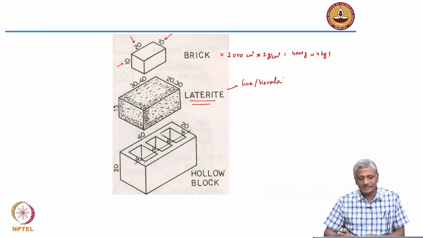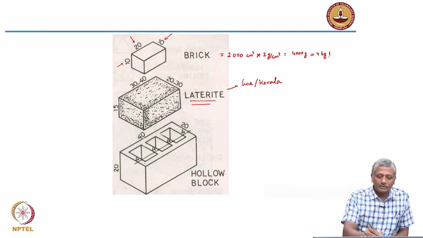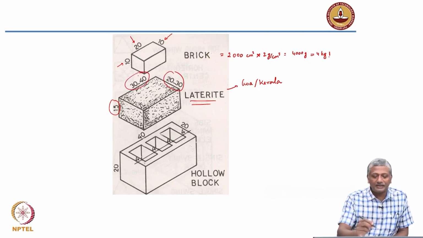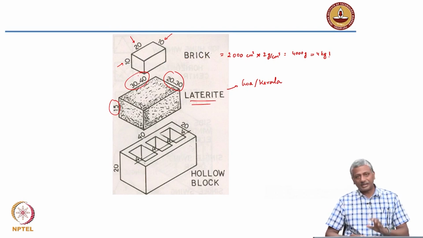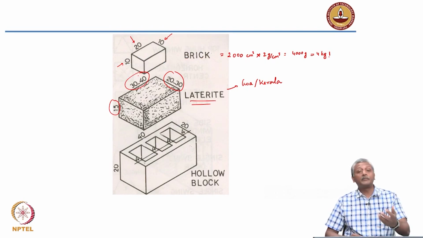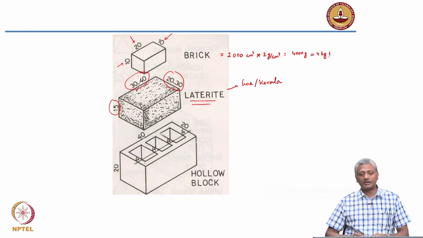The typical block size is nearly double of the brick. You have 15 centimeters thickness, width is about 20 to 30 centimeters, and the length is about 30 to 40 centimeters. So approximately double the size of a brick, not exactly double, but each dimension is nearly double that of a brick. Most stone blocks would be in this kind of a size.